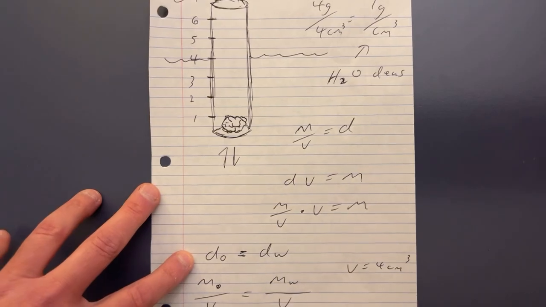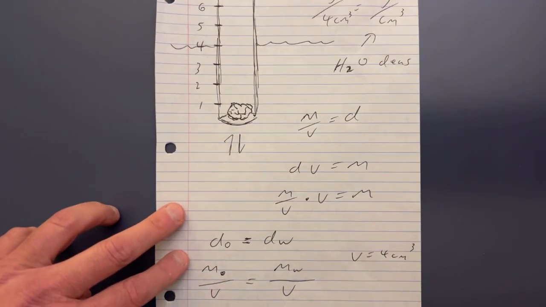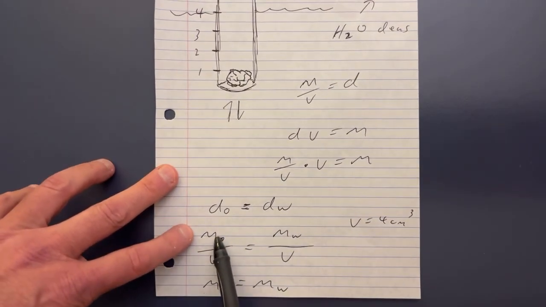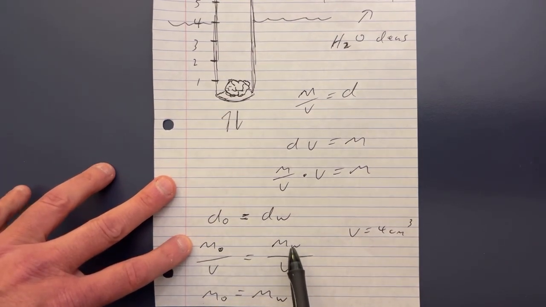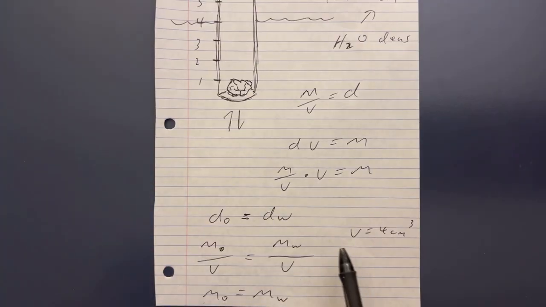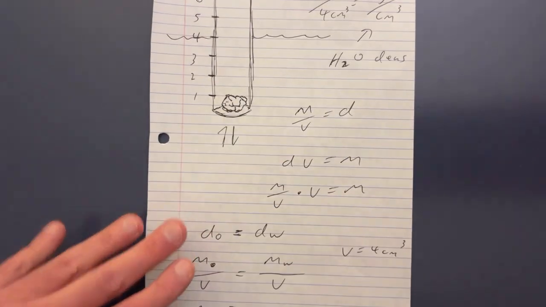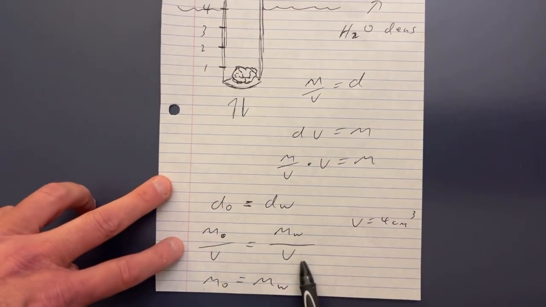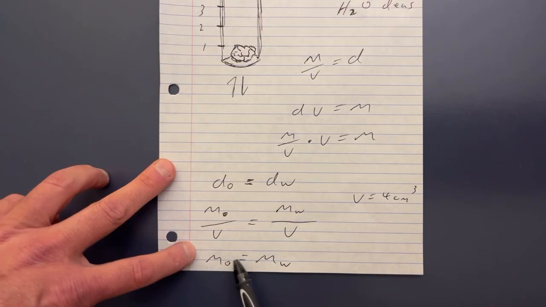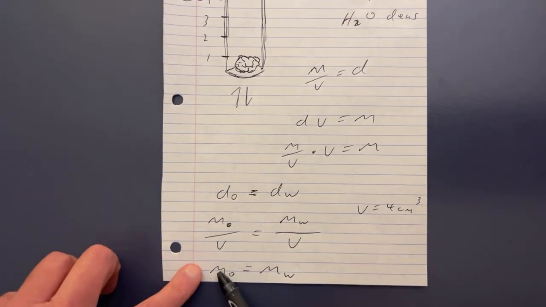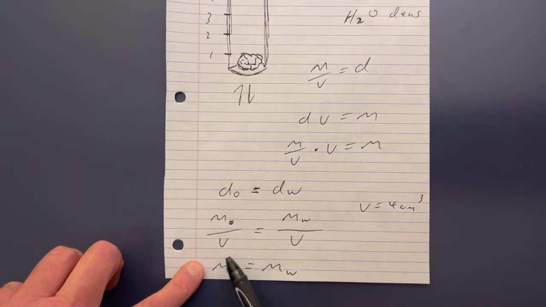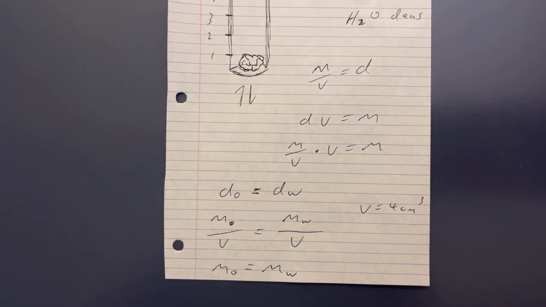must equal the density of the water. And so right here, the density of the object, the mass divided by the volume, must equal the mass of the water that it displaces divided by its volume. The volume is the same in both cases, 4 cubic centimeters right there. Since the volumes are identical, they cancel. That means the mass of the object must equal the mass of the water, which shows that the object will always displace the same mass of water as itself, thus proving Archimedes' principle.